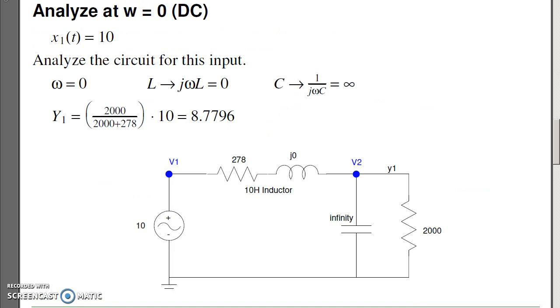So starting out, at DC, I'll take the input at DC, which is 10 volts, and analyze the inductor at DC, which is j omega L. At DC omega is 0, so the inductor is 0. The capacitor is an open circuit, so I just have a voltage divider. By voltage division, the output, which is what I'm measuring, is 2000 over the total times the input, 8.77 volts. That's the output at DC.